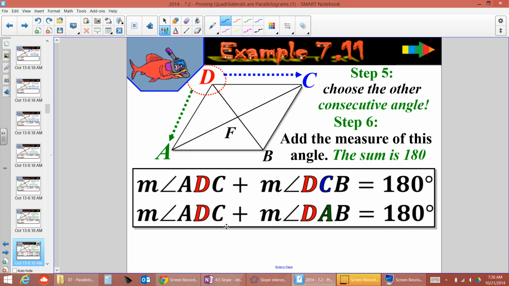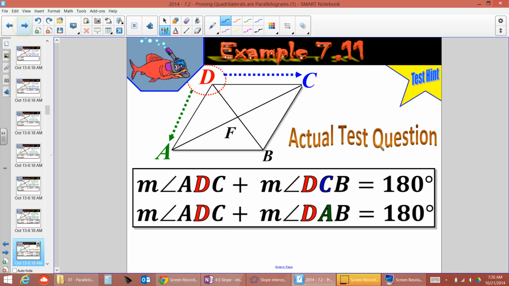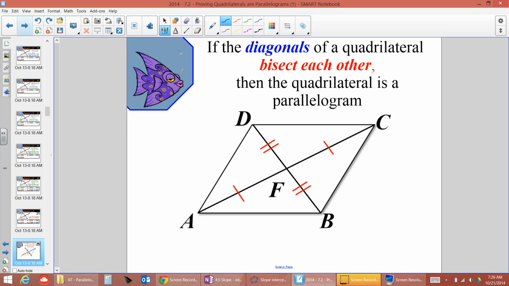And it doesn't have to be angle D. You can pick any one you want. But that's kind of where we're at. Okay. Next one. Bisecting each other.